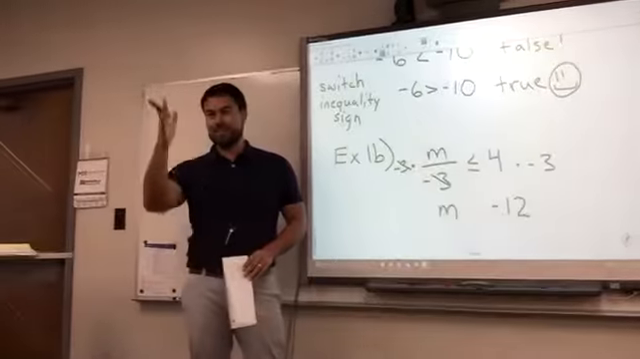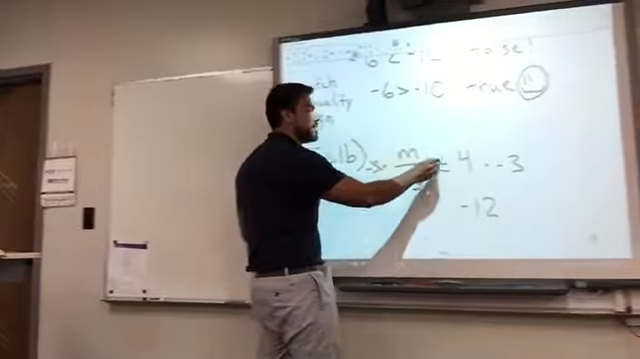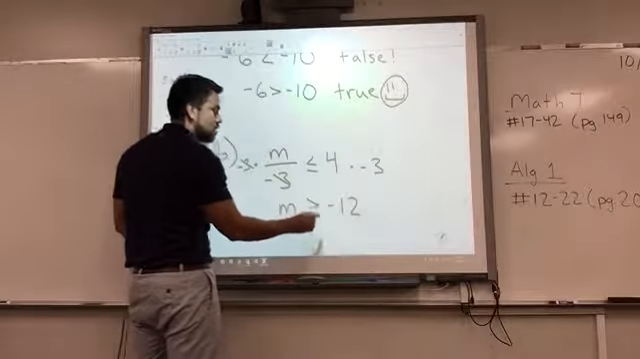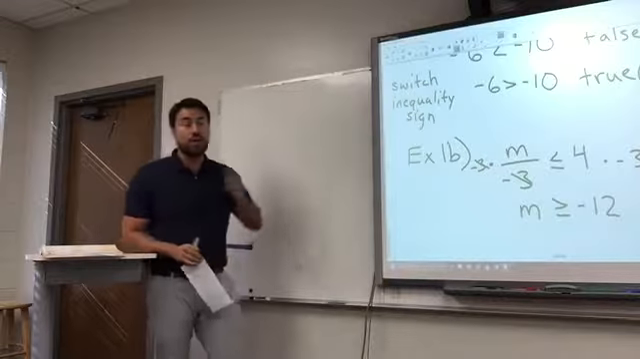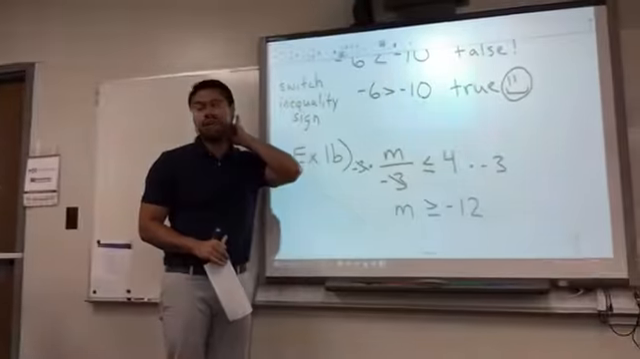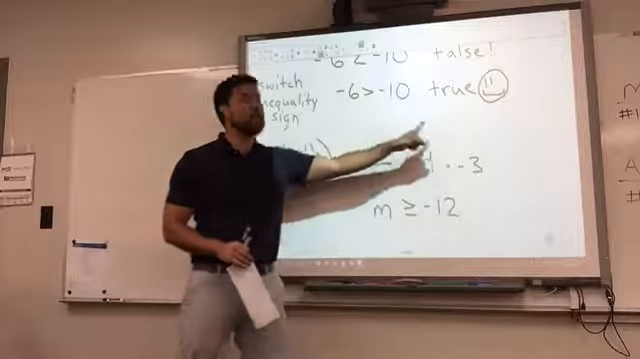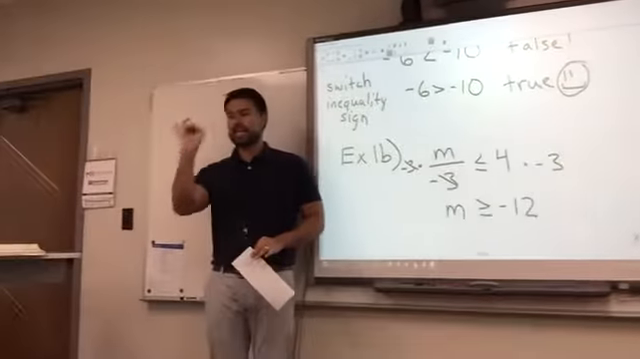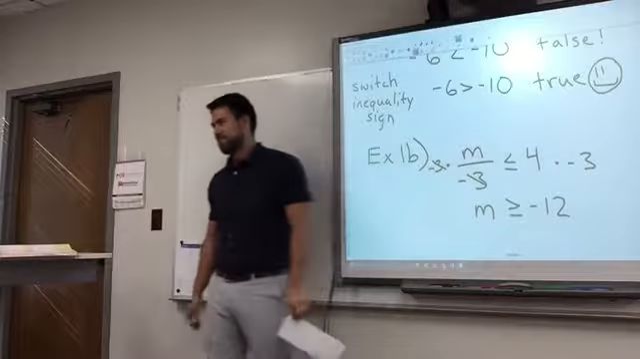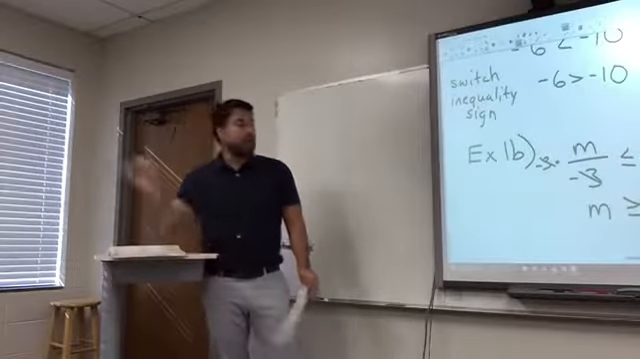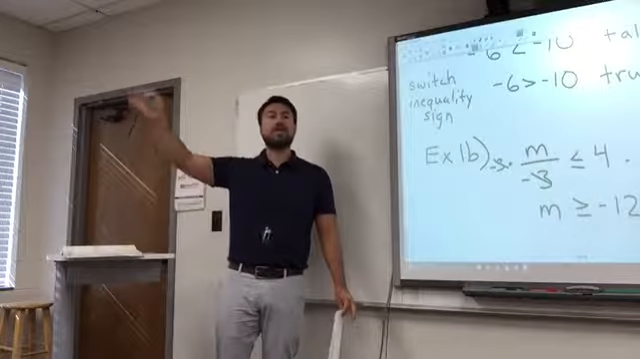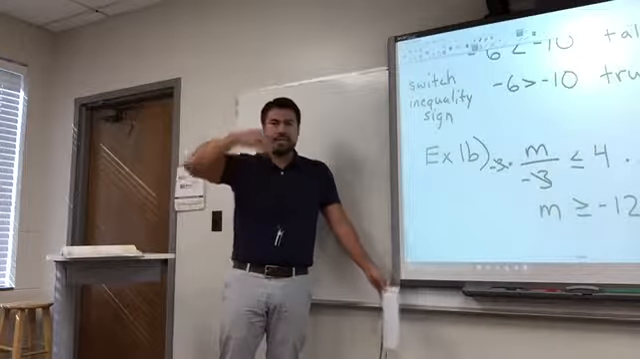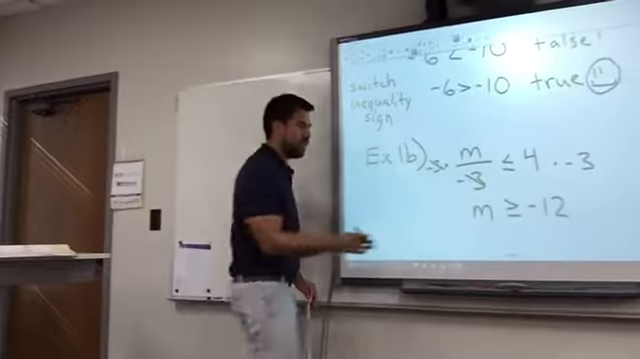Is m less than or equal to -12? False. Good, it's false. So what do I do with this inequality? Switch the direction. M is greater than or equal to -12. Why did I switch that inequality? Because I multiplied both sides by a negative number. Yes, ma'am. Why couldn't it be less than? Great question. So let's do this, Elizabeth. Keep that question in your mind. She asked, why can't it be less than or equal to -12? Well, let's figure it out.